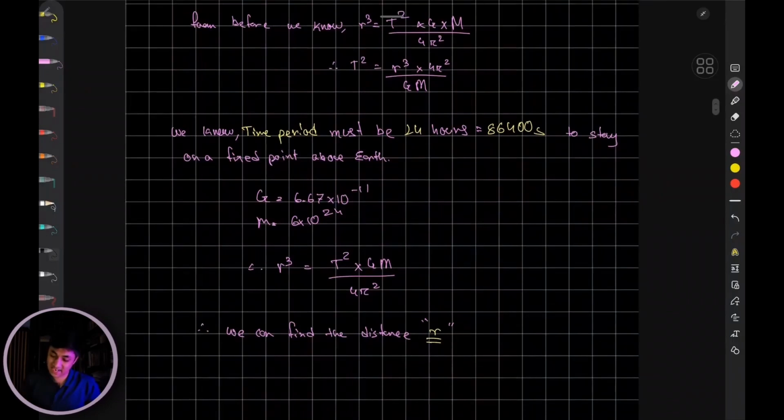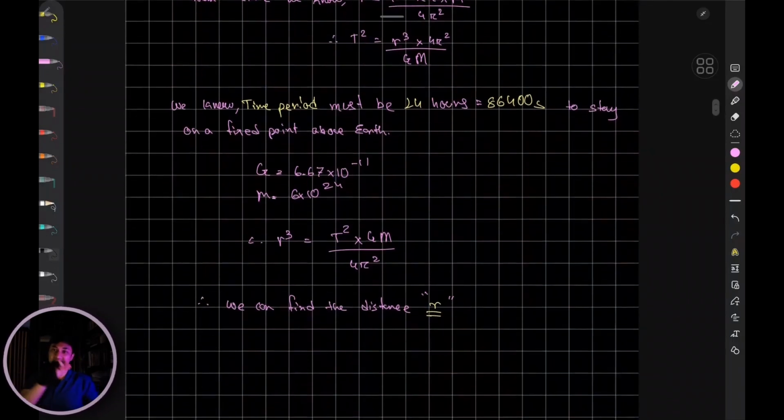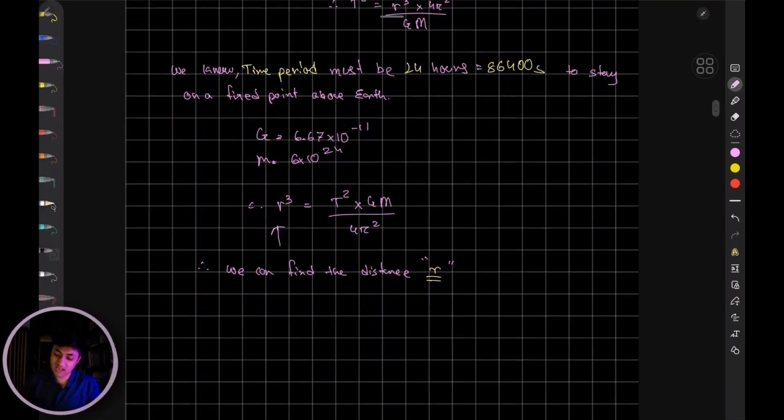So now you can find out the distance or the separation it needs to be at such that it can be in geostationary orbit. So you know the time period, you know the gravitational constant, you know the mass, and 4 pi squared is a constant. So now you will find for r, and you will see that that is the specific altitude you need for your satellite to be in perfect orbit or in geostationary orbit with respect to Earth, right?